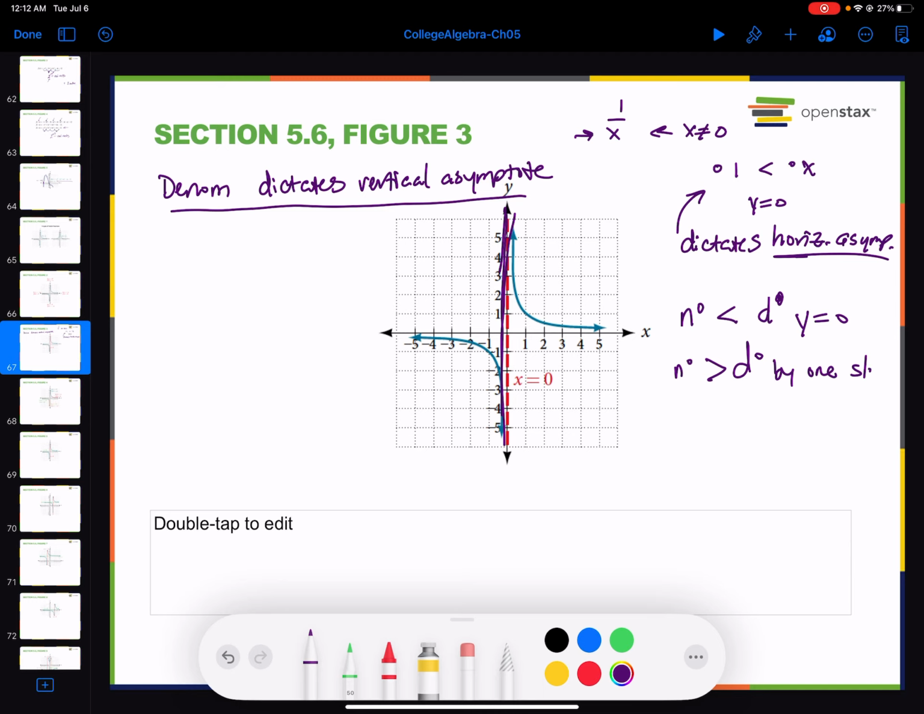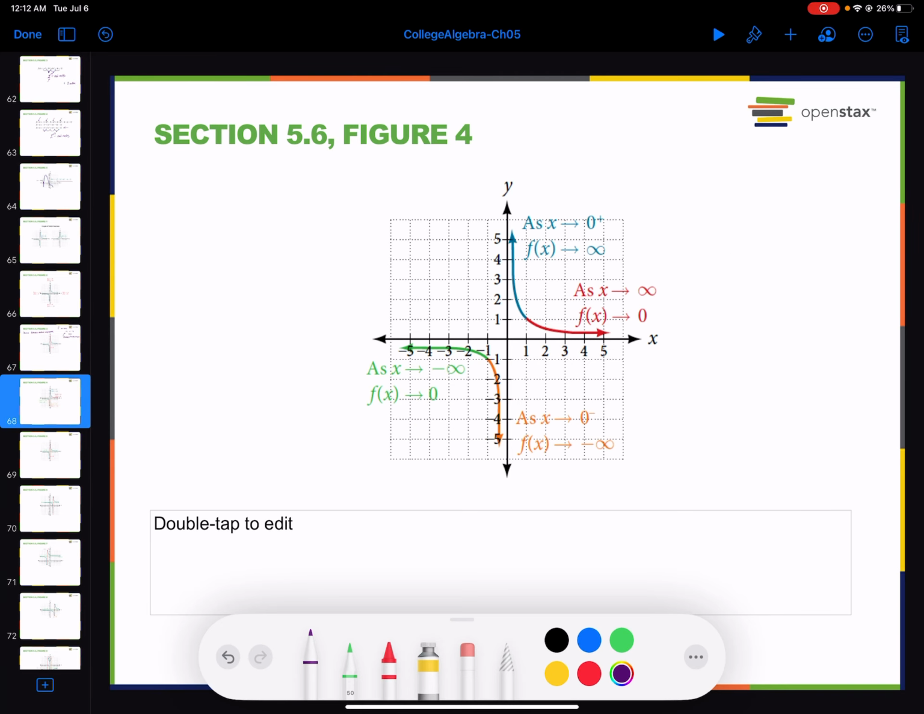it's going to be what's called a slant asymptote, and we'll go into that a little bit greater in a few slides ahead. And then the other case is that when the degree of the numerator is equal to the degree of the denominator, it's going to go towards the ratio of the two leading coefficients. So we'll look at all those circumstances in the next coming slides.